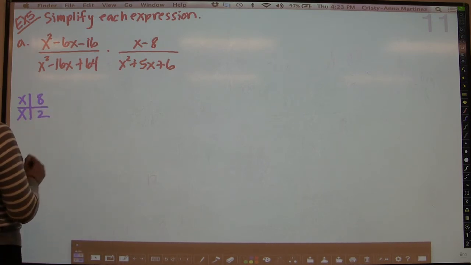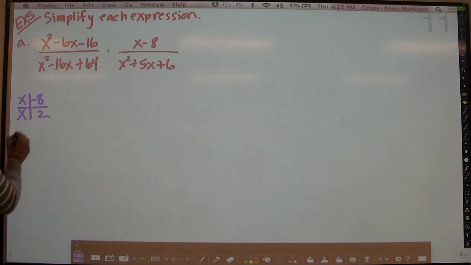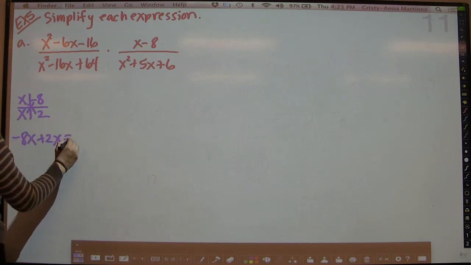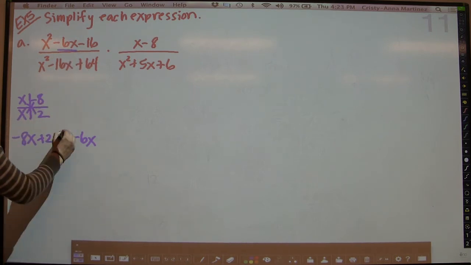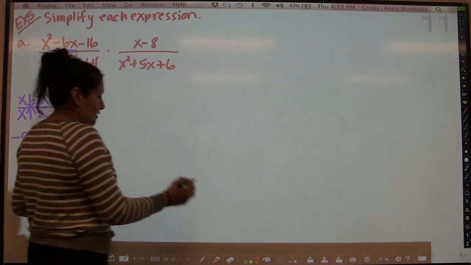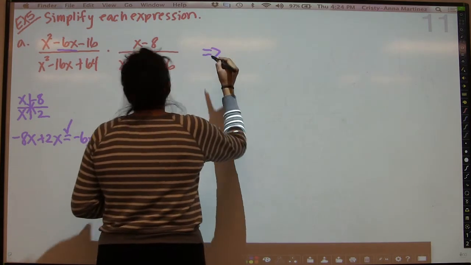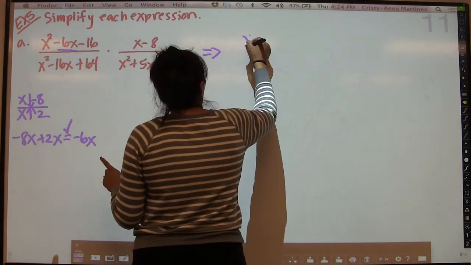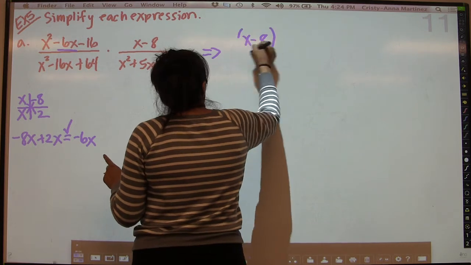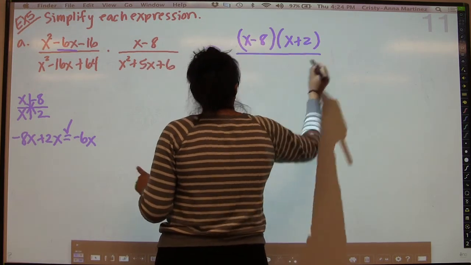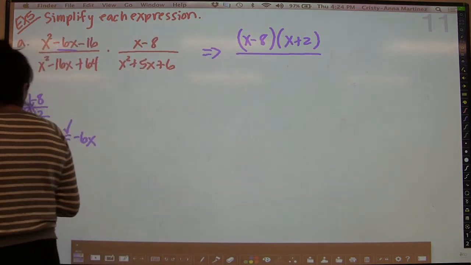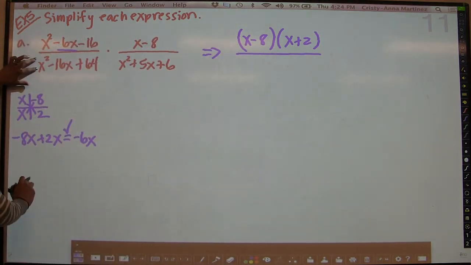I want it to be a negative 6, so this is going to need to be a negative 8. And so I'm going to get negative 8x. And on this diagonal, I'm going to get positive 2x, which is going to equal negative 6x. And that's what my middle term is. So this is the right factorization. So I'm going to come over here, and we're going to have x minus 8 times x plus 2 on top. And then we're going to go ahead and factor the bottom part. So I'll do that down here.